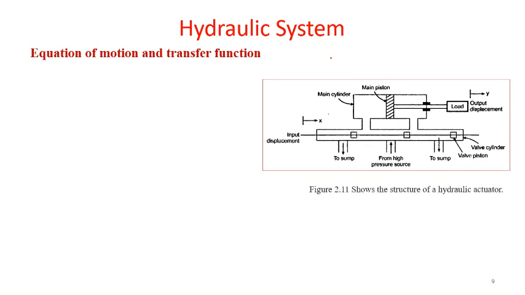Here we are going to show the structure of a hydraulic actuator. In this type of actuator, we have a piston with a cylinder. This is the main hydraulic cylinder, and the outlet of the cylinder is connected to a ram, and the ram is connected to the load. Here we have a control valve, or valve cylinder, to which we supply the high pressure source of fluid, that is oil, and we have a spool here. So there is one inlet and two outlets.